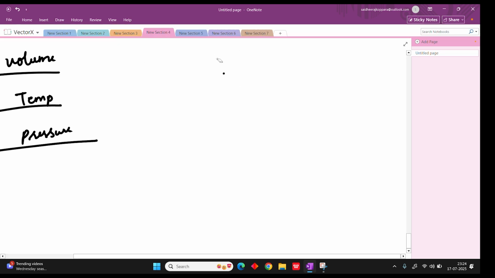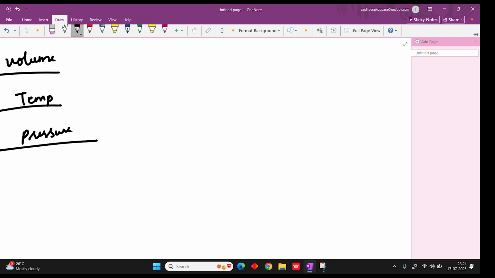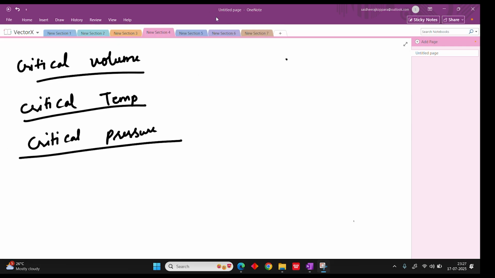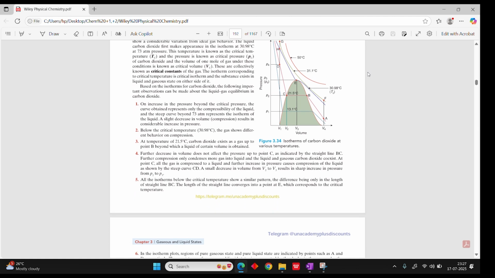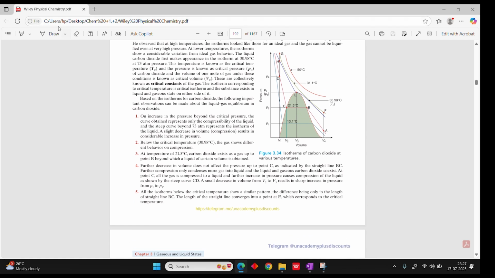Wait a minute. I shall just copy paste the image, and with that I will be discussing. So let me show you the picture of the book from this book. Yeah. So I think you are able to observe it, right?